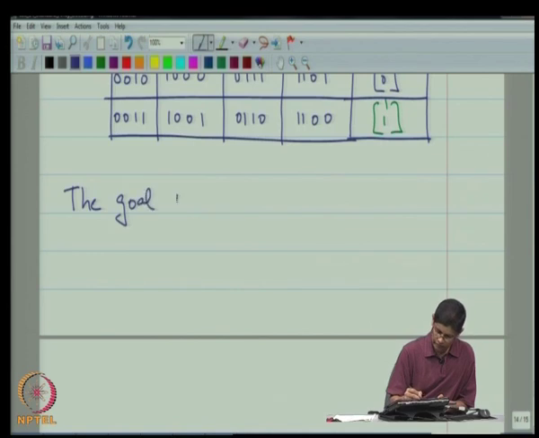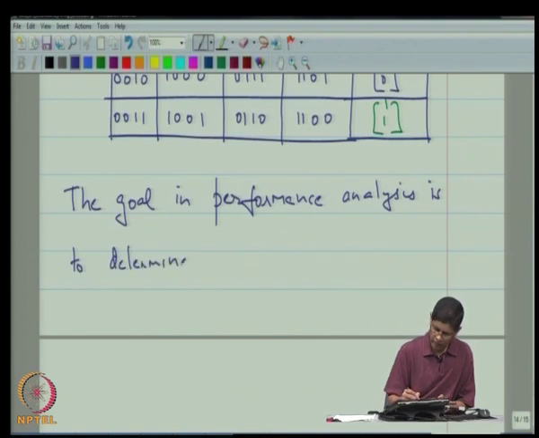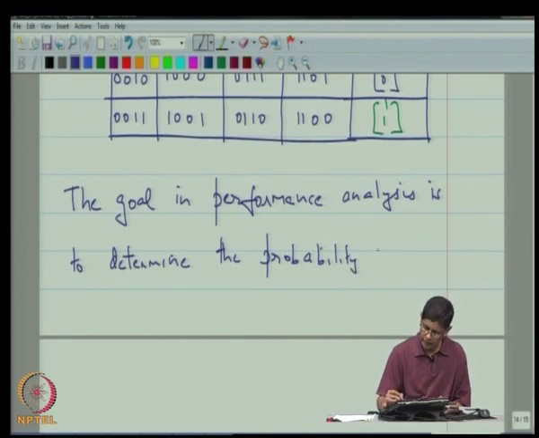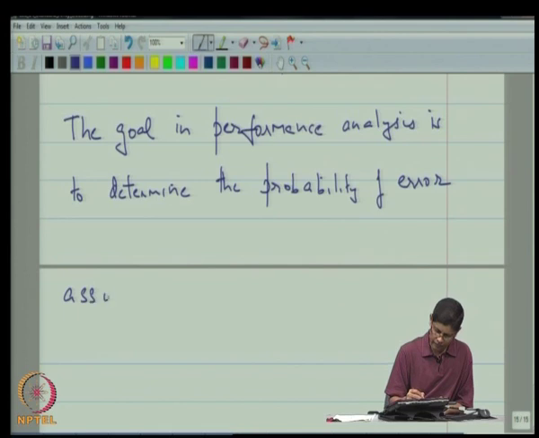The goal in performance analysis is to determine the probability of error associated to the code.